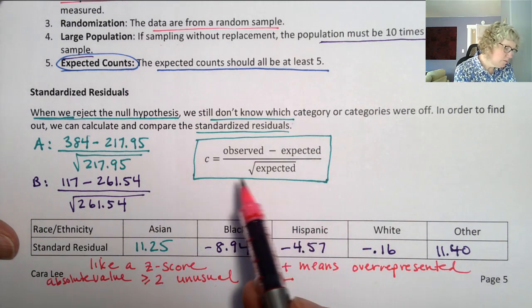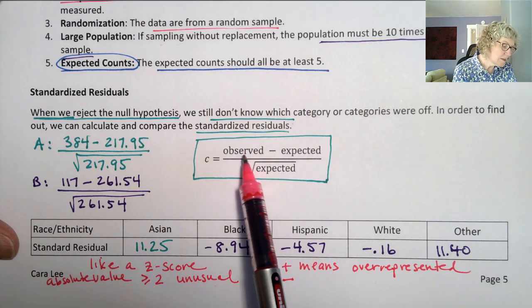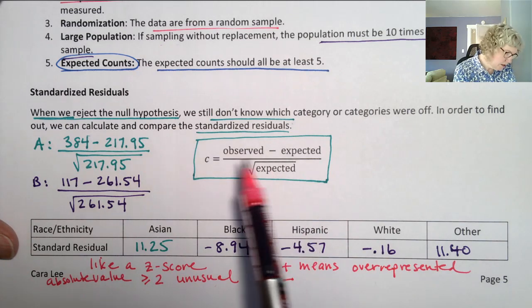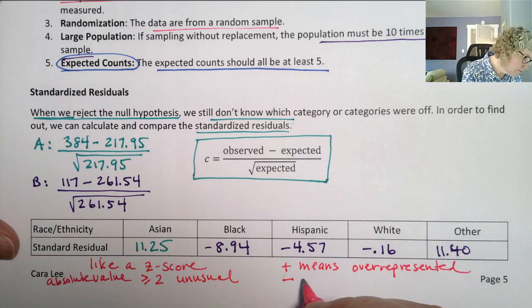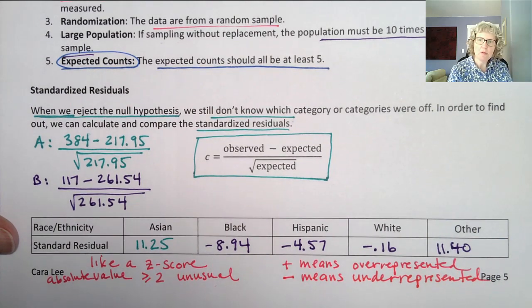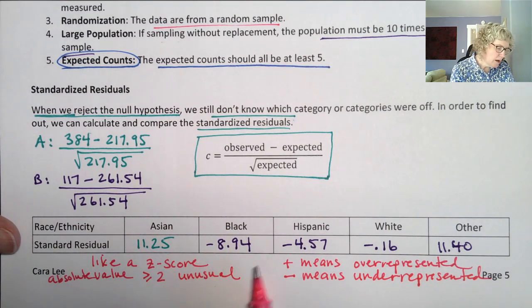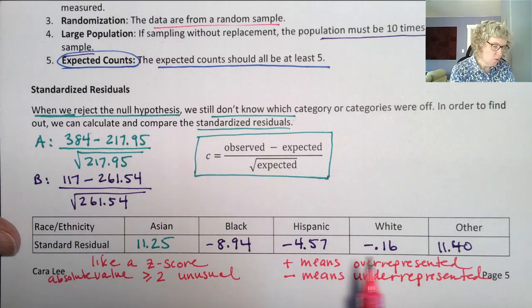A negative means our observed was less than what we expected, so that means under. Underrepresented. And we can tell by how much, right? We can see that black folks, African American folks, were the most underrepresented, followed by Hispanic. White is pretty much right on, okay?